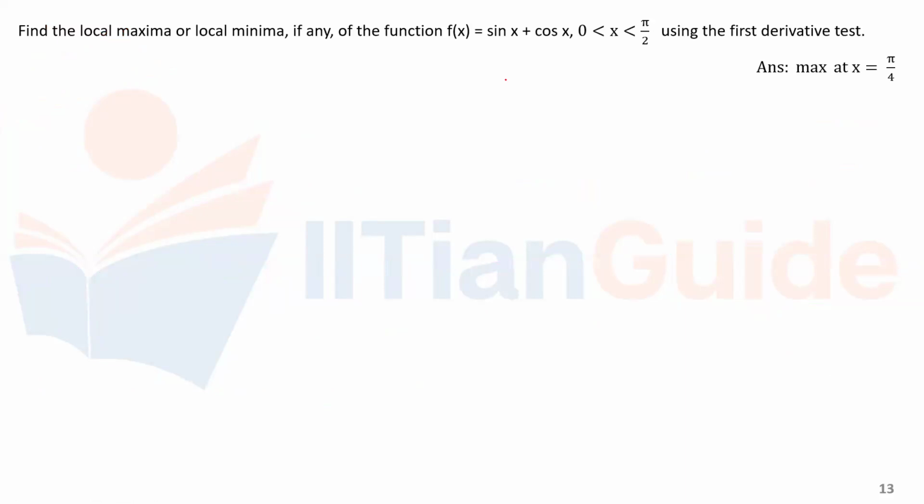Now move to the next question. Do this question yourself, all of you. Find the local maxima and local minima. f(x) is equal to sin x plus cos x, where x is lying between 0 to pi by 2. Calculate dy by dx, make it 0.